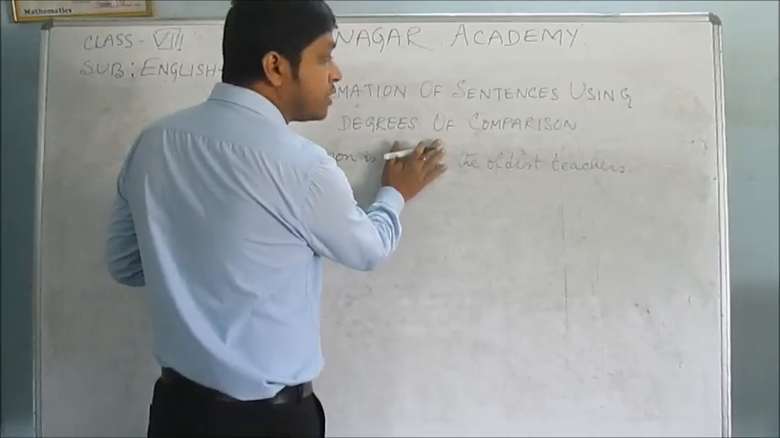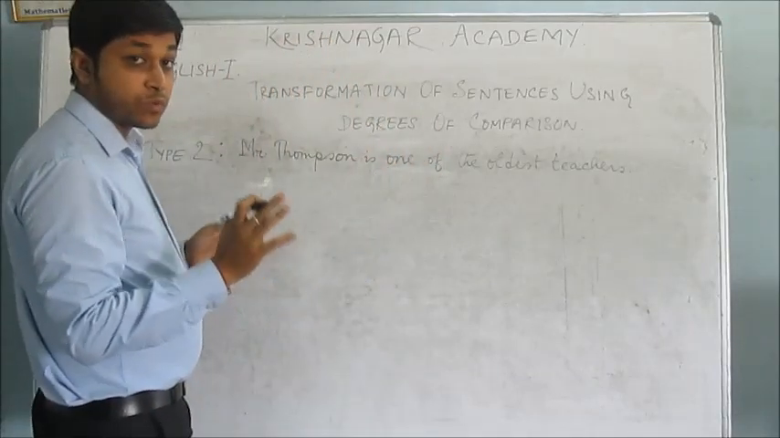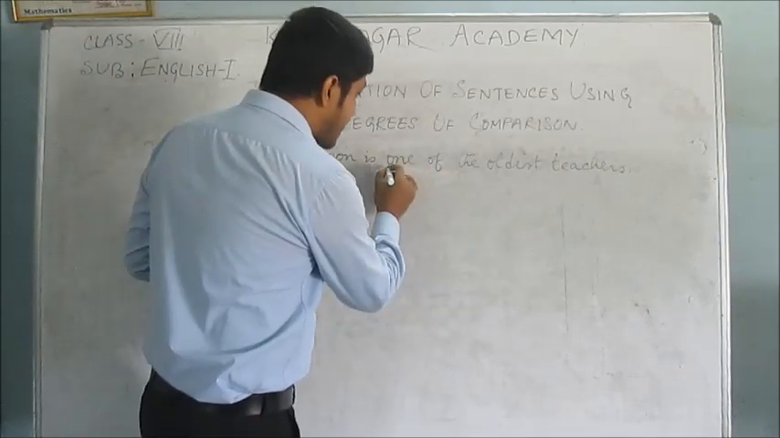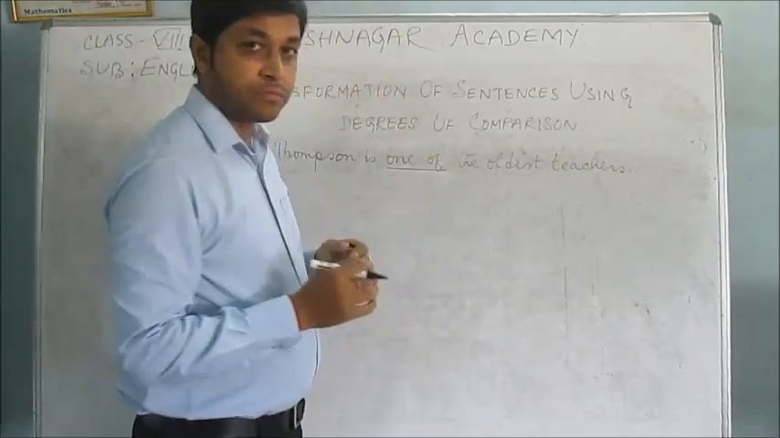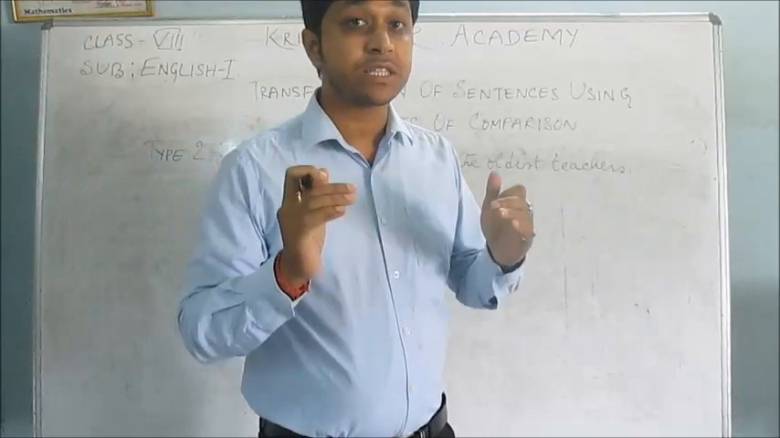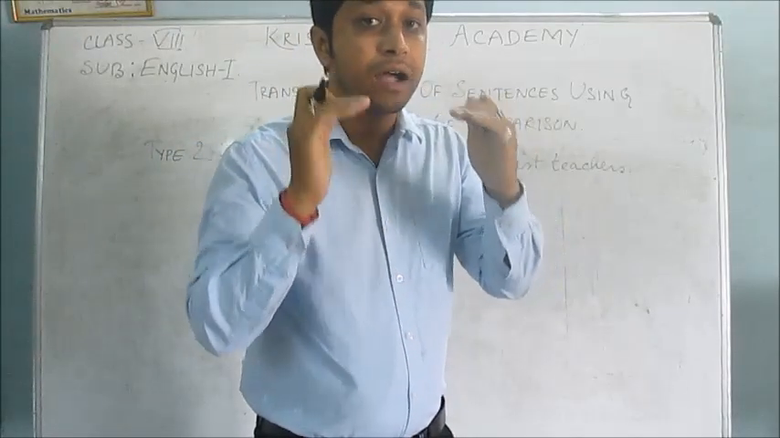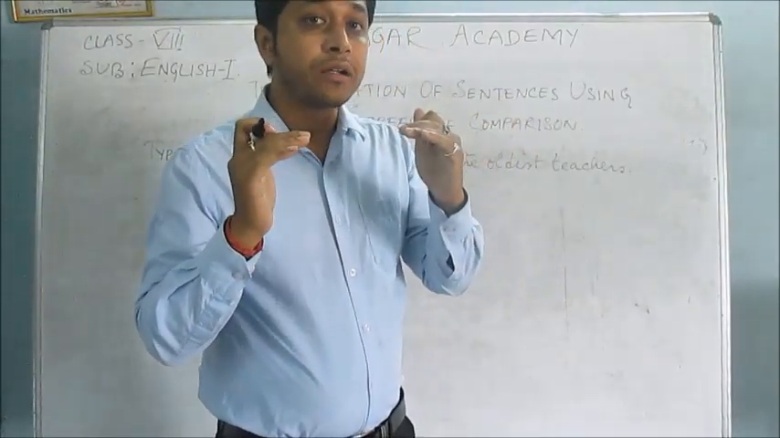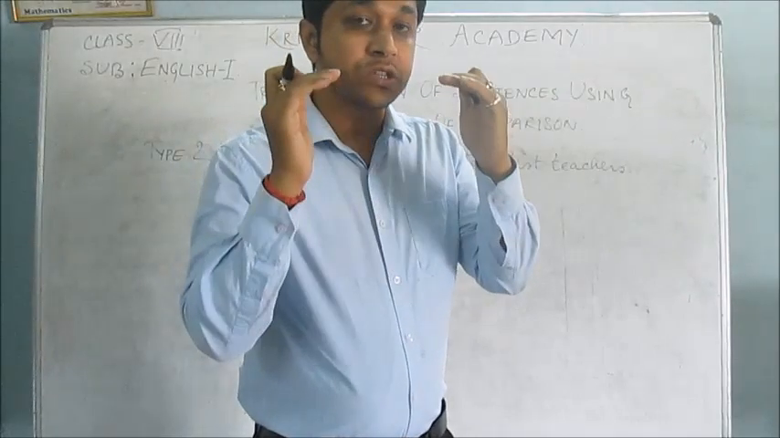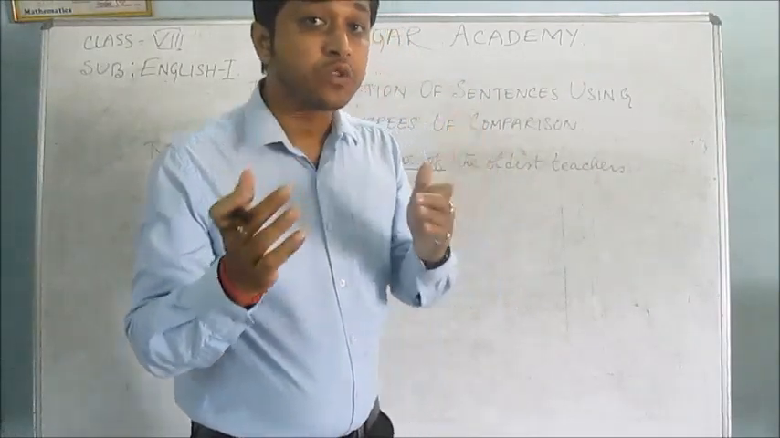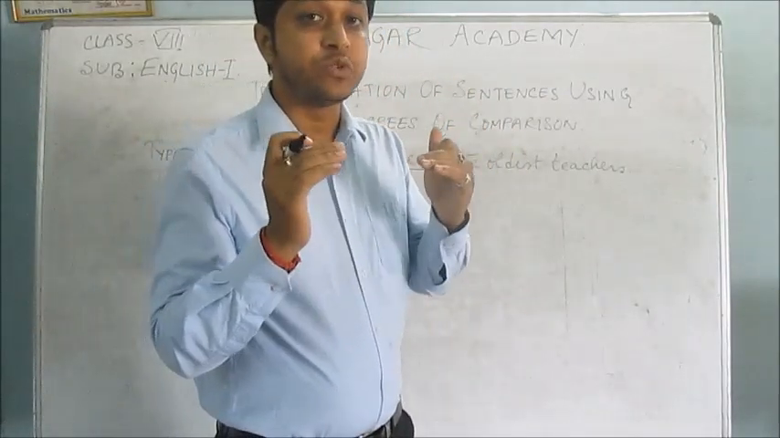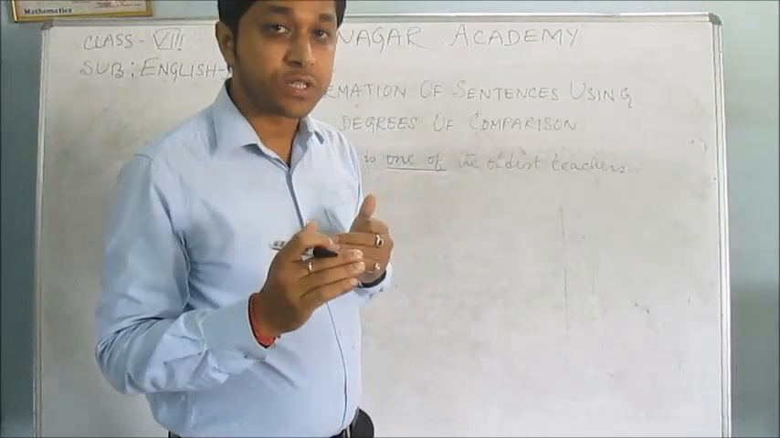Thompson is the oldest teacher. So what is the difference? The difference lies in one of. That means Mr. Thompson is not the oldest. There are teachers who are as old as Mr. Thompson. So how to transform it into comparative degree and into positive degree?